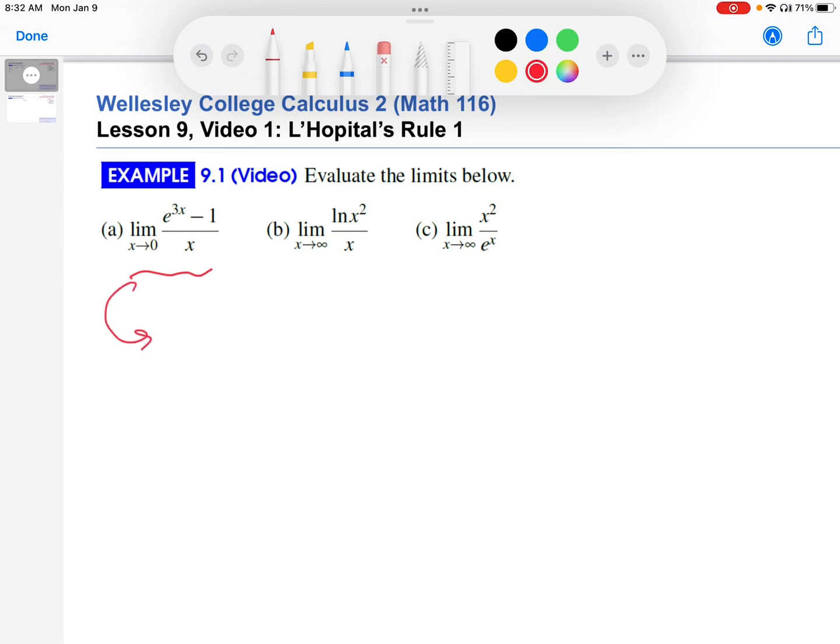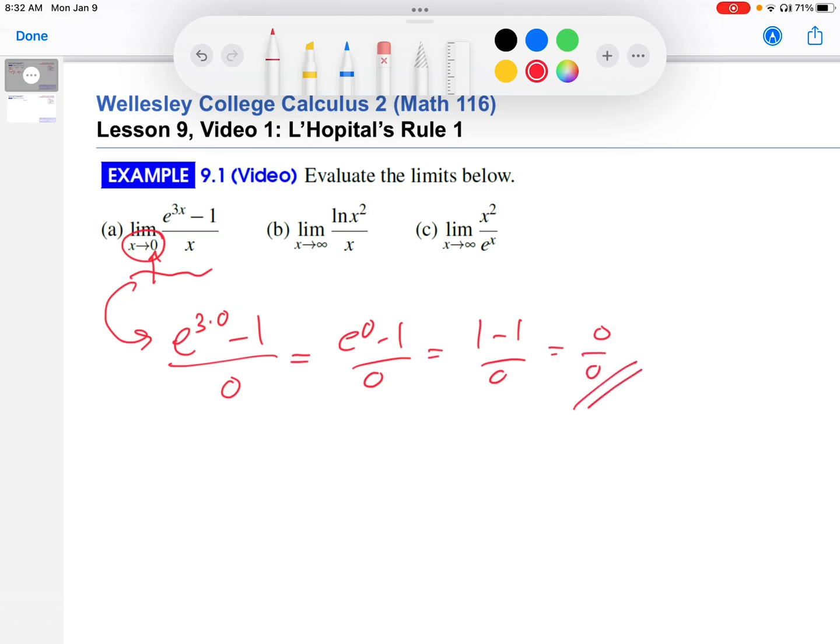That being said, this being evaluating limits, I would try the advice that you got in Calculus 1 to begin with, which is just substitute in the c value. In this case, c is 0. So we get e to the 3 times 0 minus 1 over 0. That would be e to the 0 minus 1 over 0, which is 1 minus 1 over 0, which is 0 over 0. There is our telltale sign that we have to do something different. 0 over 0 is never the answer to a limit. Okay, so we have to do something different.